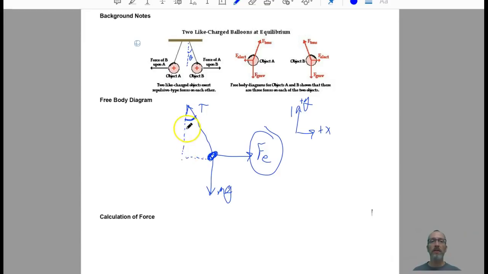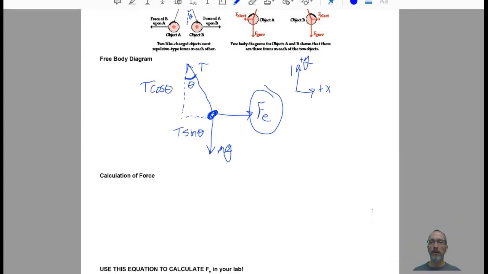This side of the triangle, remember, is going to be our cosine side. So this is T times the cosine of the angle that we have here. And then the opposite side is T times the sine of the angle. So now you've got both. And we're going to calculate the force. So let's go ahead and use everything that we have to go through and calculate the force.